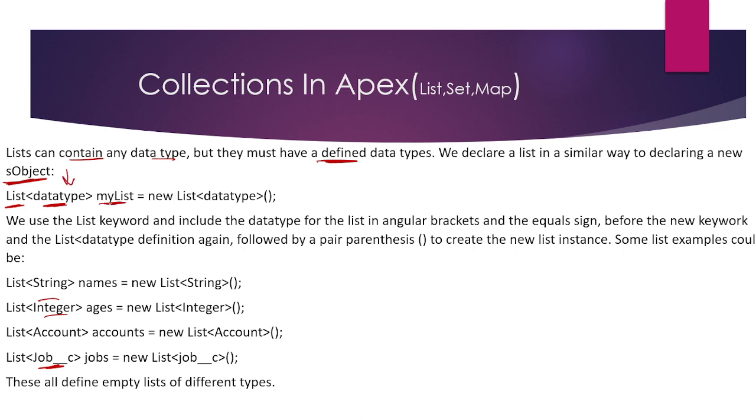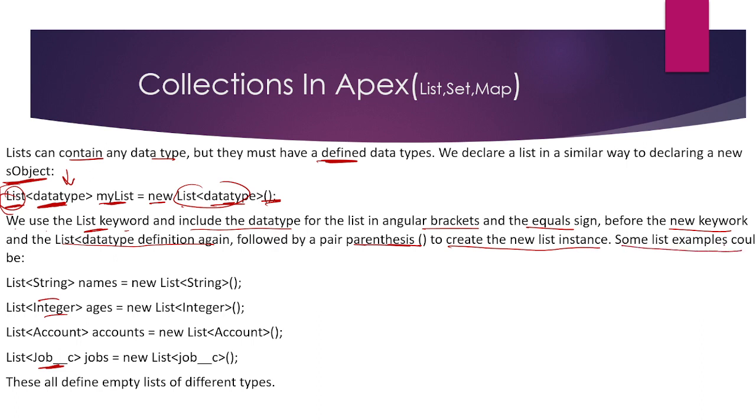We can write any name we like, then new list of data type. In this list declaration, we use the list keyword and include the data type for the list in angle brackets, and the equal sign comes before the new keyword. The list data type is defined again, followed by parentheses, to create a new list instance.